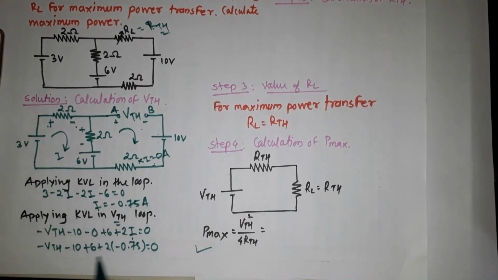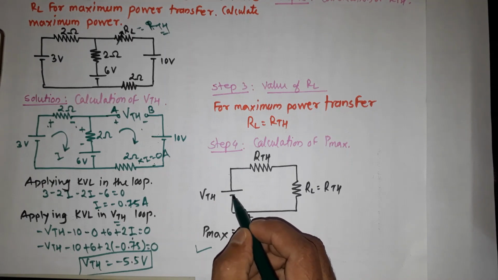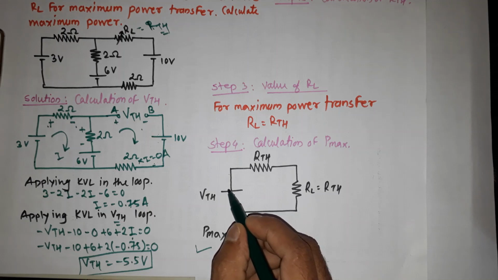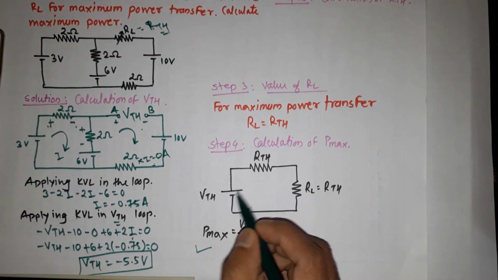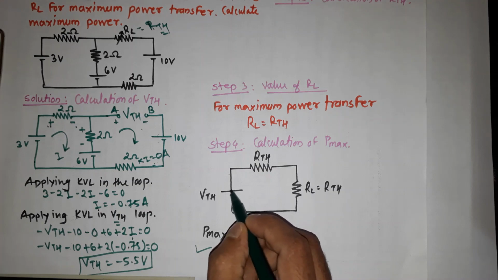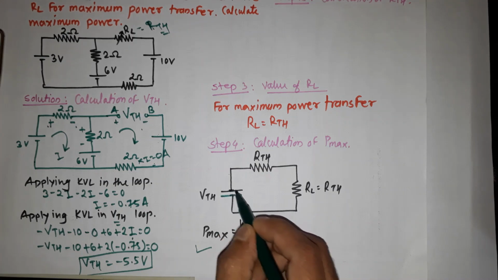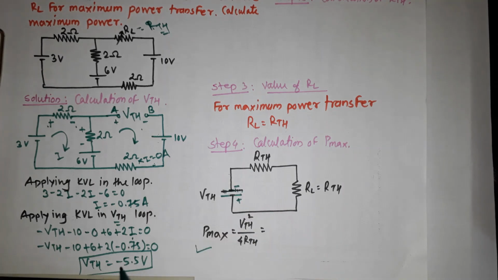By solving this, we are getting the value of VTH. So VTH is equal to minus 5.5 volt. The meaning of this is, suppose the upper side is plus, we consider the lower side is minus. So when the value of VTH is positive, we are considering the upper is plus and the lower is negative. But when it is a minus, we are considering the upper is negative and the lower is positive. So here it is negative, here it is positive, so negative and plus. Do not consider the minus sign, so we are writing like this because it is a minus.